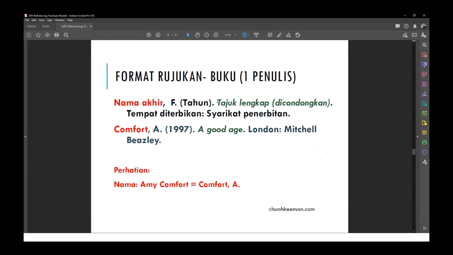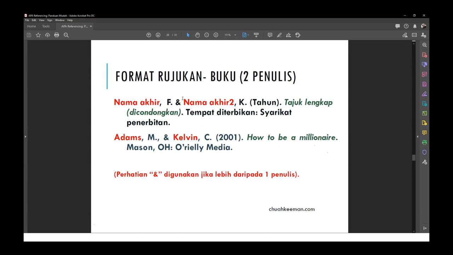So for references, the back part format is the same. The only difference is the front part, so it depends on the number of authors. If it's one author, you do it like this. If it's two authors, you just add the second name here. The only difference is you will not see A and D in the reference list. In the reference list at the end of your essay, there will be no A and D anymore. You only use A and D in the in-text citation.